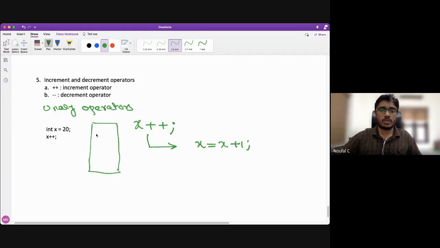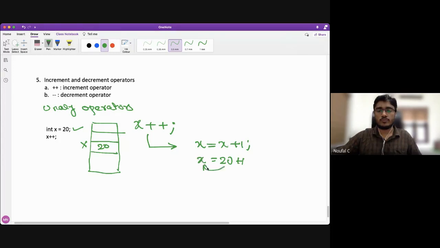Notation, memory diagram. Suppose somewhere around here I have a variable x and it has a value 20. For this statement, whenever I do x plus plus, what is actually going to happen is x equal to x plus 1. x already has the value 20, adding 1 gives 20 plus 1, 21.